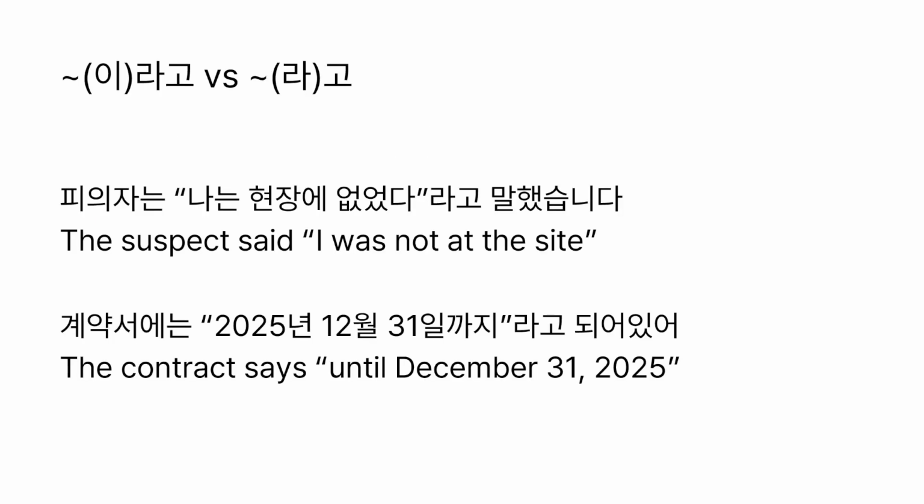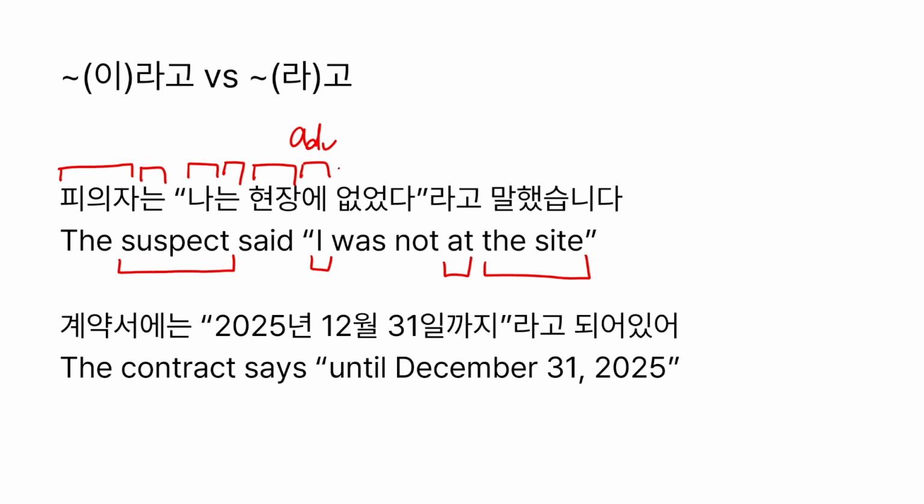So the first example is 피의자는 나는 현장에 없었다 라고 말했습니다. The suspect said I was not at the site. In this sentence, 피의자 means suspect, and then we'll learn that later, and 나 means I, and then we'll learn that later, and 현장 means the site, and 에 is the adverbial case particle that we learned, which is translated into at, and 없었다 means was not, and 라고 is the quotative case particle, which is not in the English sentence, and 말했습니다 means said.